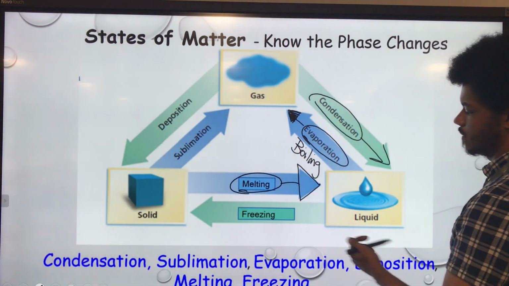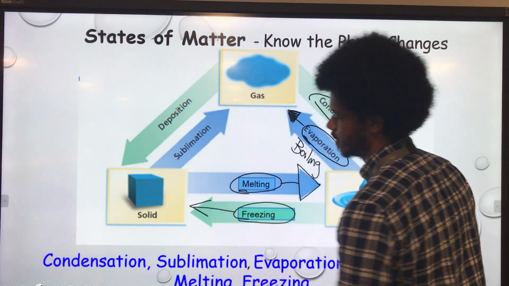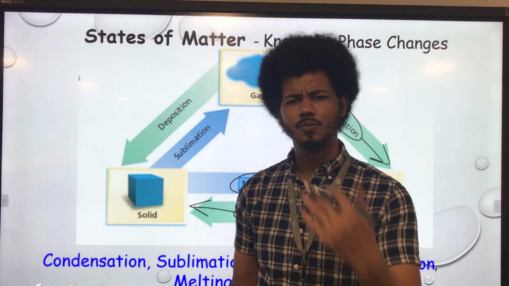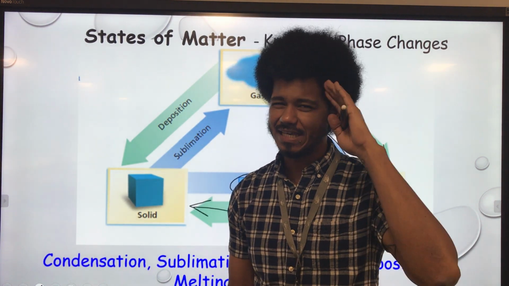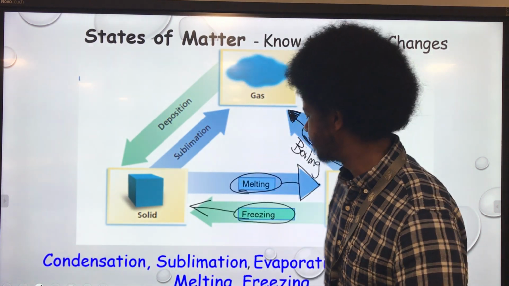And then we go from a liquid to a solid when we freeze. Okay, so nothing really new there. I think you probably already knew that information. Just try to keep that in mind. Now, something else I want to say here.